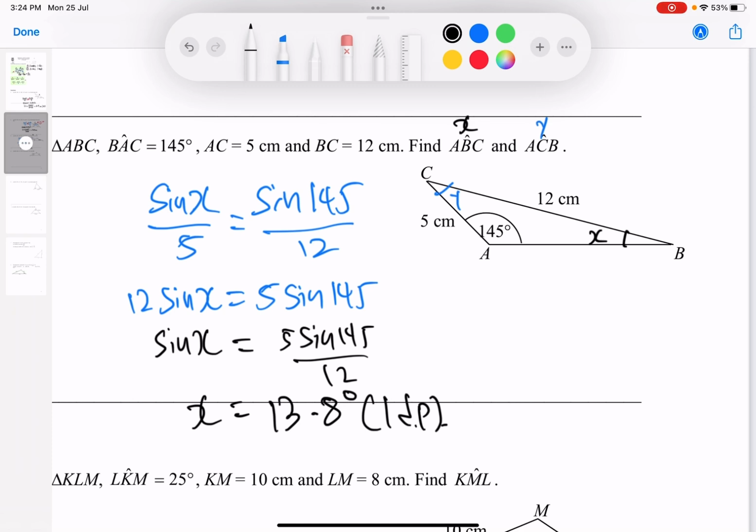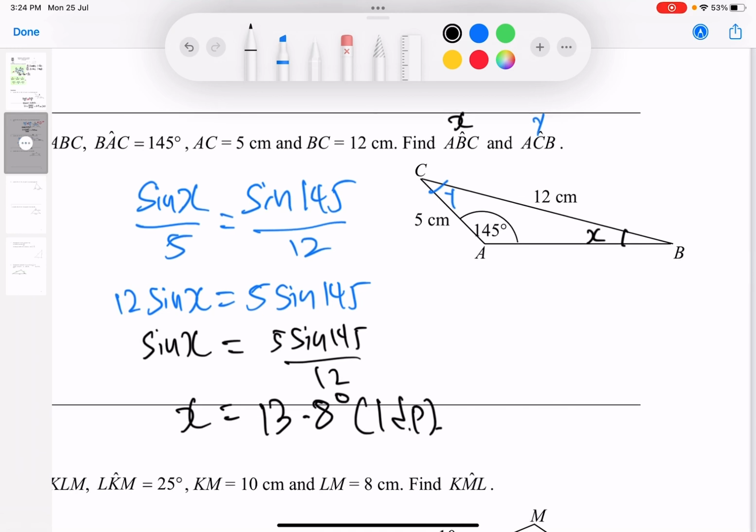Sometimes it's the wrong angle, is it? Did I calculate wrongly? It's not 13.8. Let me work it out. Correct? It's correct. I may have calculated wrongly because I just did this like 5 minutes ago before I came to class. So if x is 13.8, then what is angle y?